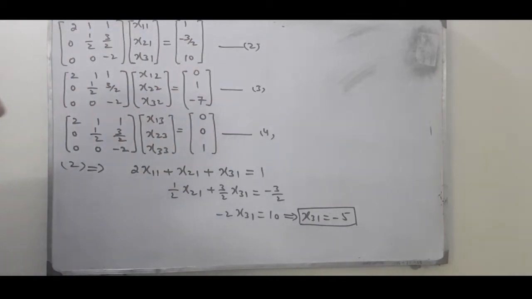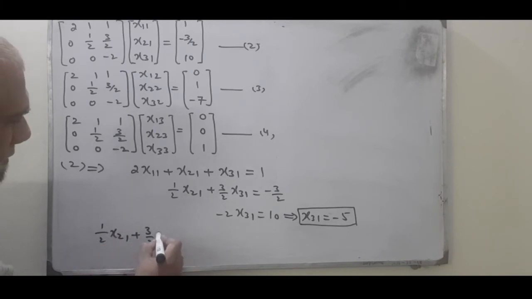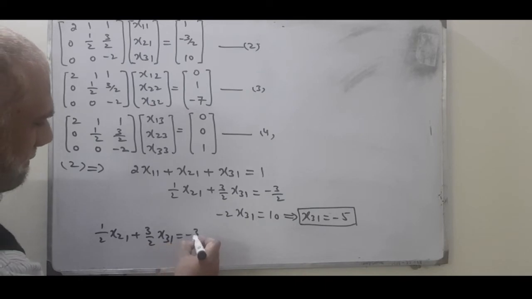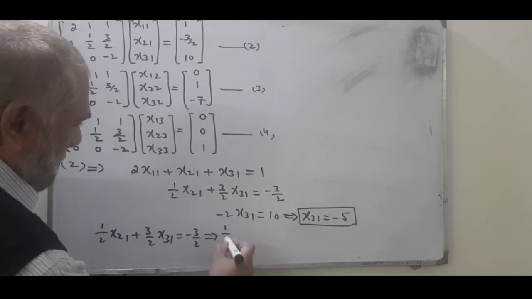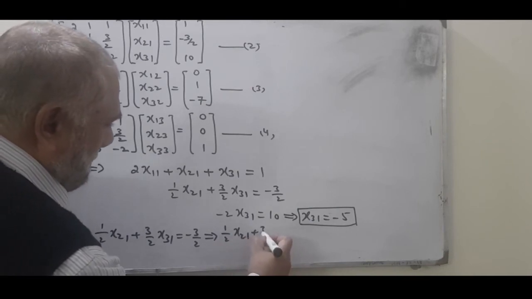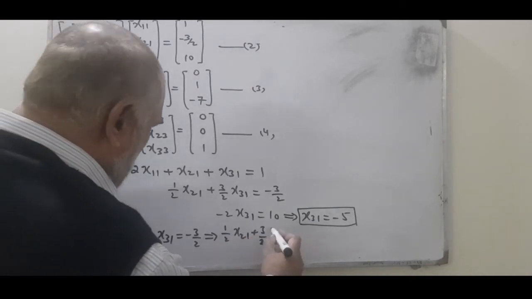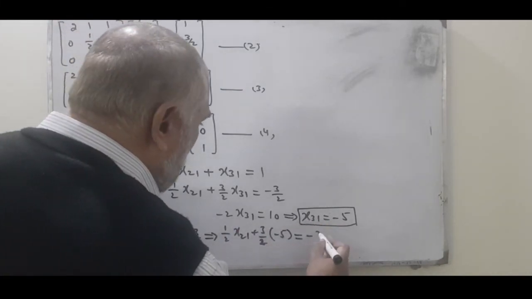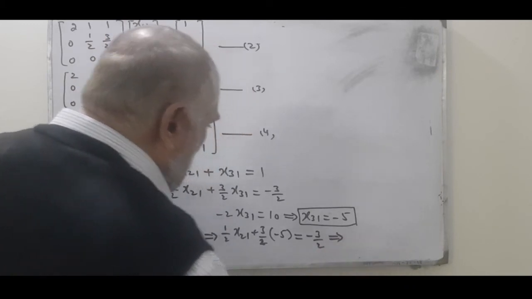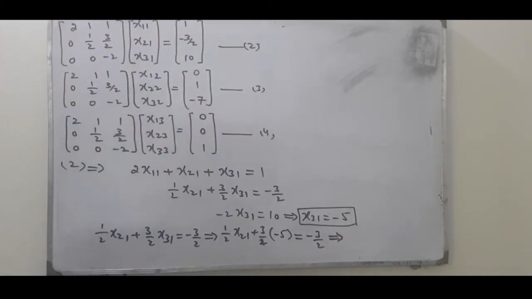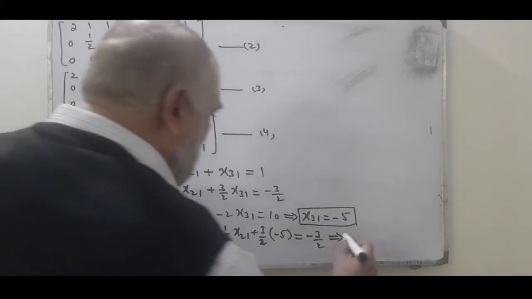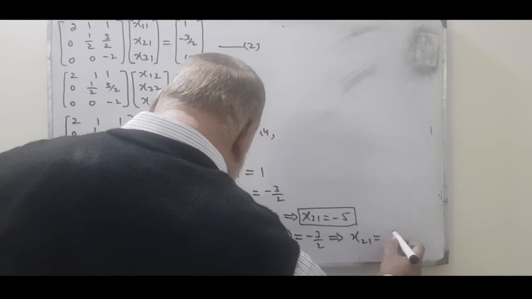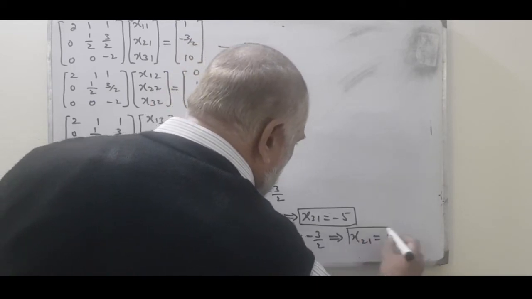Okay. And now you have to put this value over here in the next equation, which is 1 by 2 x21 plus 3 by 2 x31 equals to minus 3 by 2. It gives you 1 by 2 x21 plus 3 by 2 times x31, where x31 is minus 5, and this is equals to minus 3 by 2. Okay. And now you have to solve it for x21. So whenever you solve it for x21, you get 12.